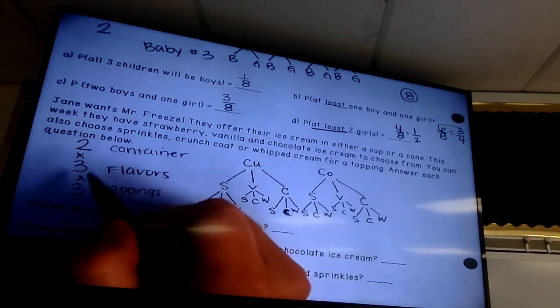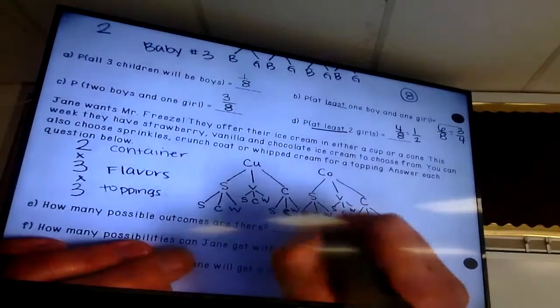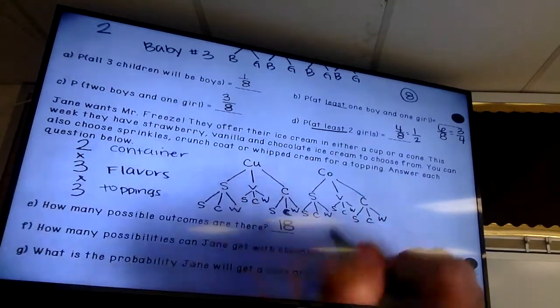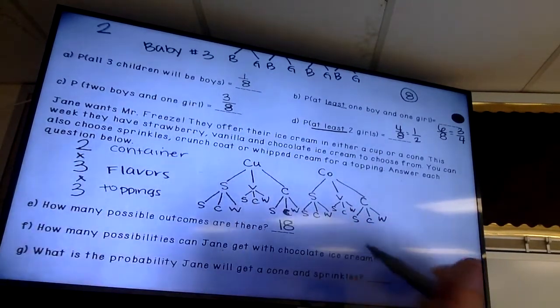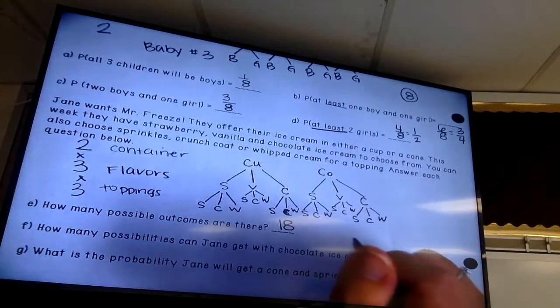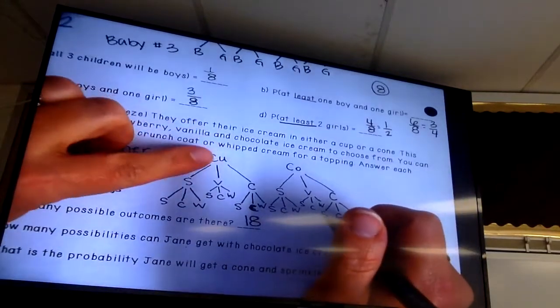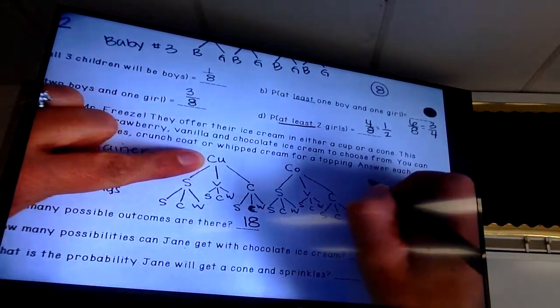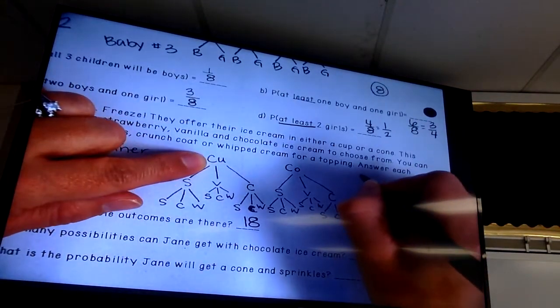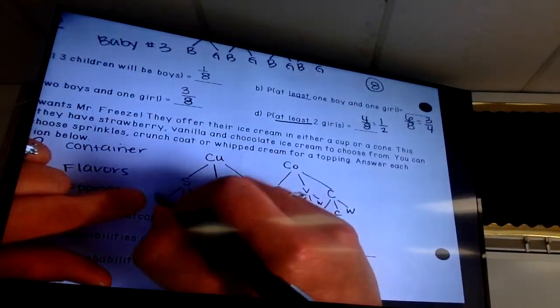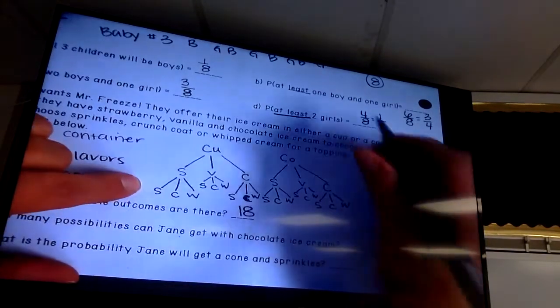So let's see, 2 times 3 is 6, and 6 times 3 is 18. So there's 18 possible outcomes. That means when I go to list my tree, there's 18 things that I'm going to list. And it's long, and it's tedious, and it's a pain, but we have to be able to do it. So we start up with this first tree, the cup tree, and we follow our branches down. Now, what I would suggest, because this is an even longer tree, is when you get to the bottom of a tree, cross it off so you kind of know where you left off.